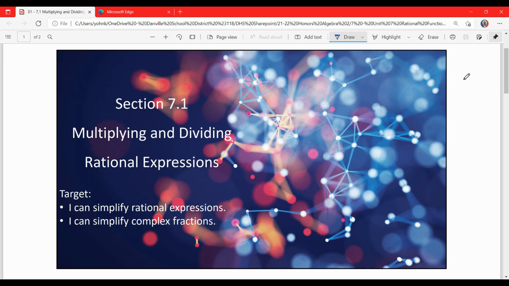Hey kids, welcome to section 7.1, multiplying and dividing rational expressions. Today we're going to learn how to simplify rational expressions and how to simplify complex fractions.